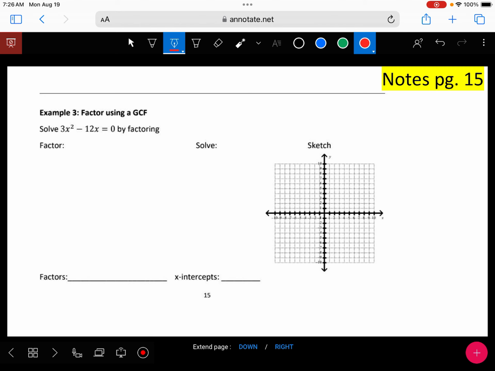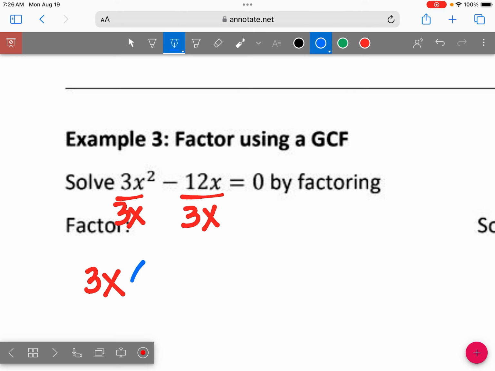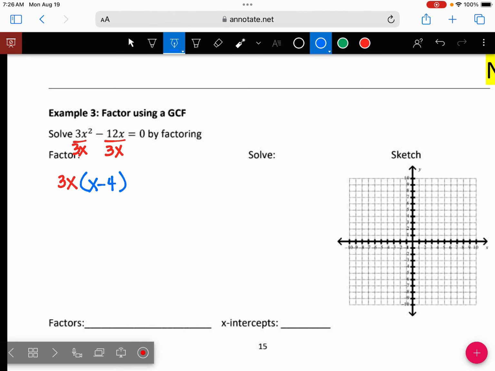All right, let's look at this next example. Now we're going to just look for our GCF. What is my greatest common factor? It's already set equal to 0. What's my GCF that I can take out of both of those? You could take out an X. Anything else? 3. So we're going to take a 3X out of both of those. So if I take that 3X out, I'm left with X minus 4. So that would be your factors.